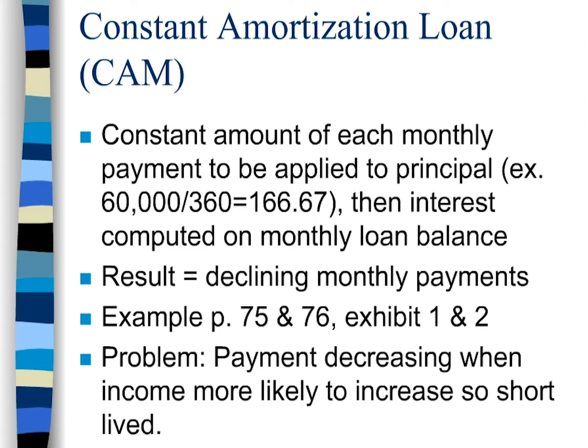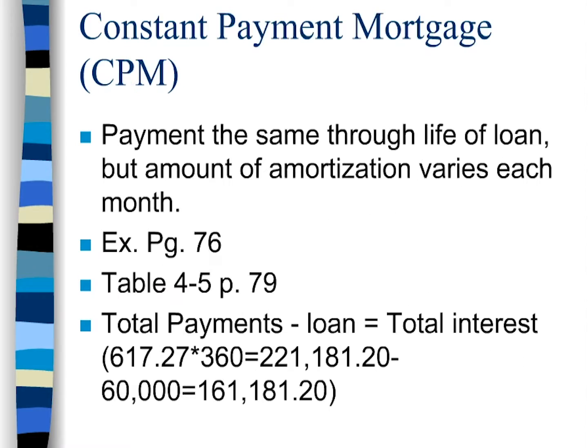So because of this aspect that many people couldn't qualify, because usually you qualify on making the first payment. So they would look at their income, they'd have to be a certain percentage of what the payment was, and they couldn't qualify for that top amount, or in this case, $766.67. So because of that, the next type of amortizing mortgage came along, which was called the constant payment mortgage.